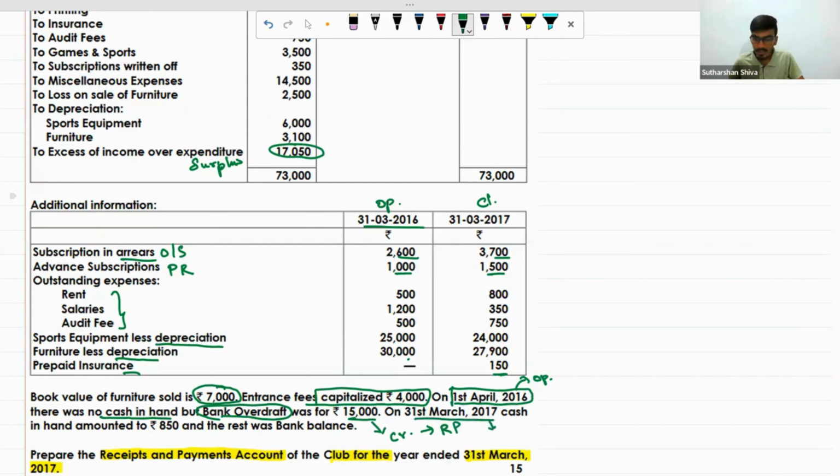On 31st March, hereafter it is closing. Closing balance will be cash in hand, which amounts to 850. The rest was bank balance, they have given. Simpler question, but working notes form part of your answer, so you need to do them.